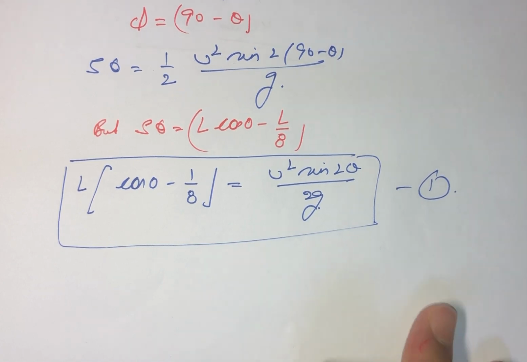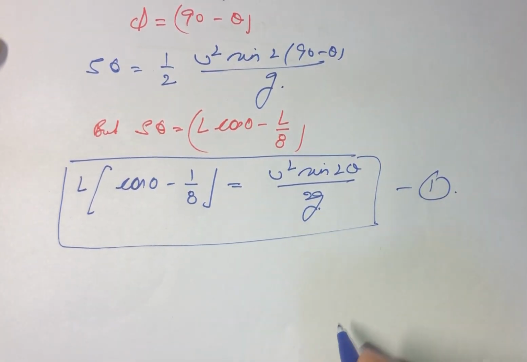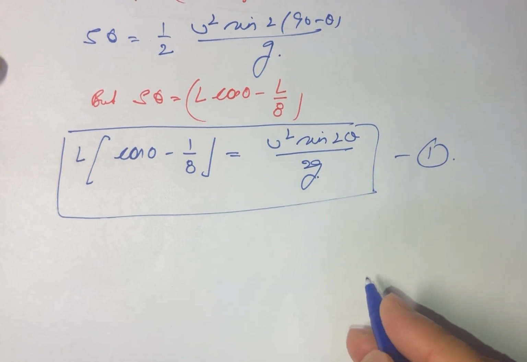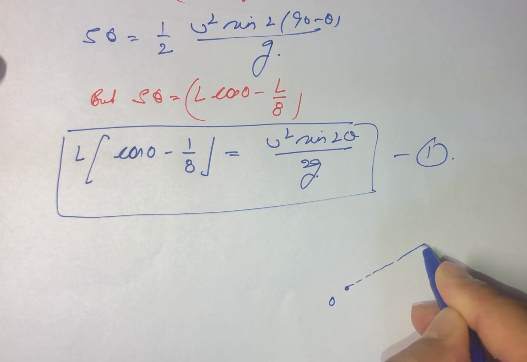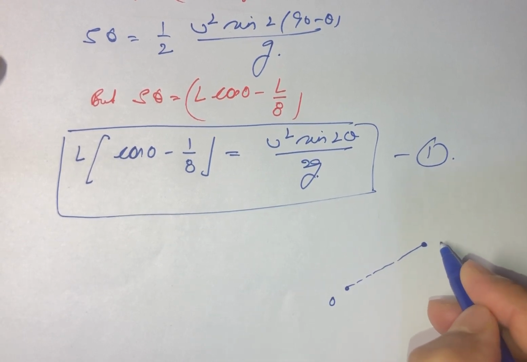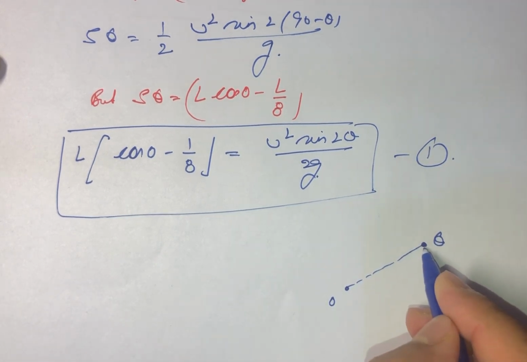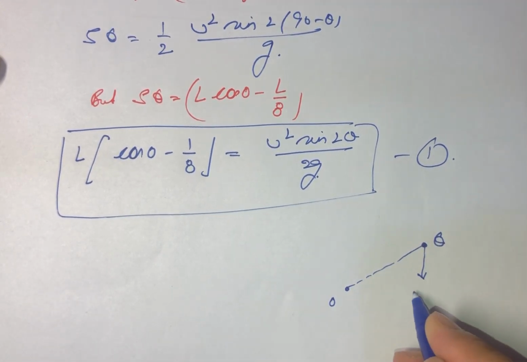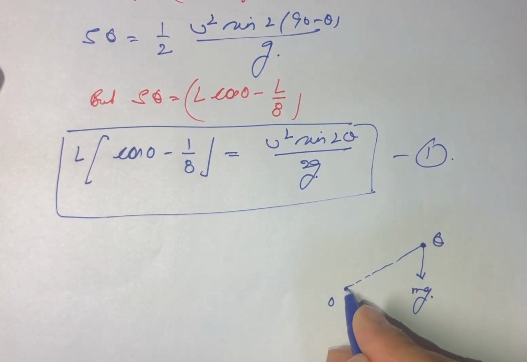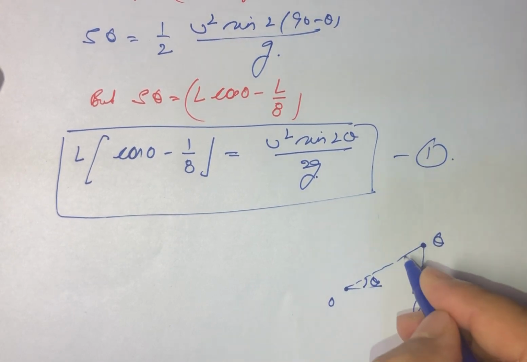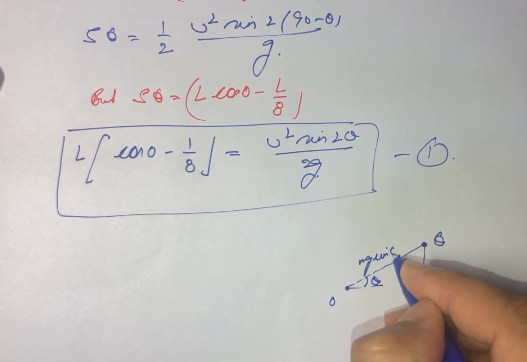And also we can say this is our point O, and string is, this is point Q. So at this point we are going to have mg in the downward direction, and this angle is theta, so we are going to have this as mg sine of theta.